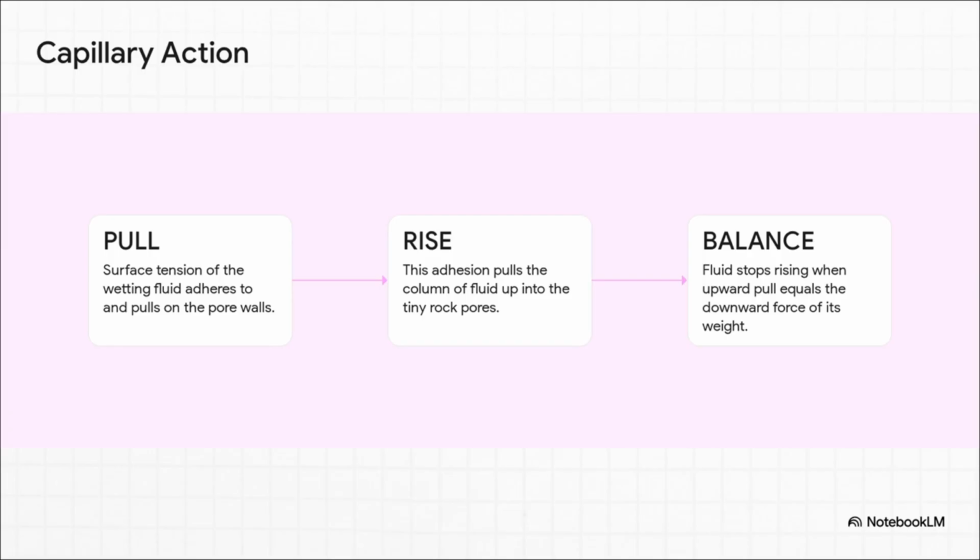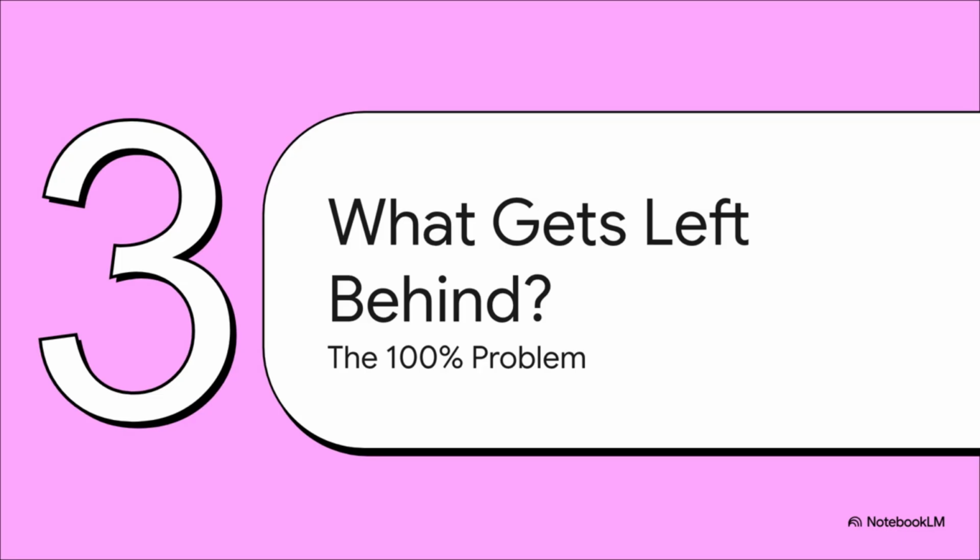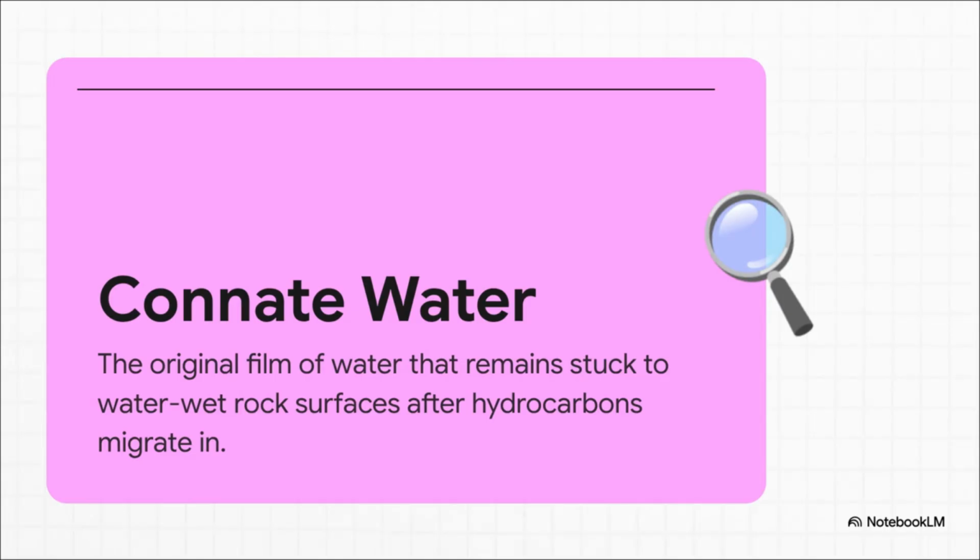that happens. Now, these forces don't just move fluids around, they're also what traps them. And this brings us to the fundamental reason why you can never, and I mean ever, get 100% of the oil out of a reservoir. The very first thing that gets left behind is something called connate water. See, most reservoir rocks are naturally water wet.